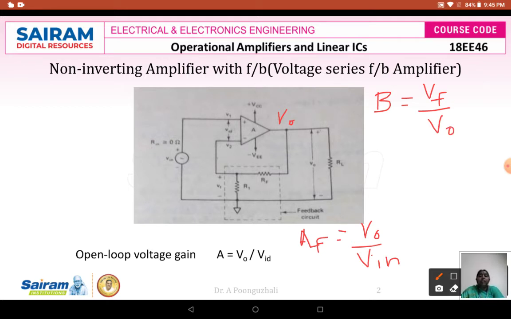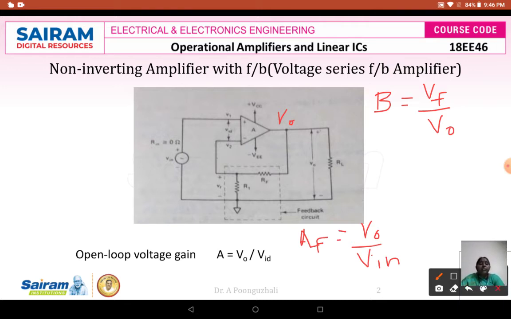Now our requirement is to find out AF. AF is the closed loop voltage gain with respect to output and input. When I give the feedback, we want to find out what the closed loop voltage gain is going to be. We have considered the condition that the input impedance of the operational amplifier is infinity, or a very high value. We have denoted this as Rin is greater than or equivalent to 0 ohms.